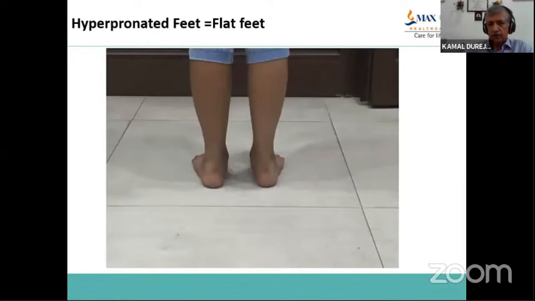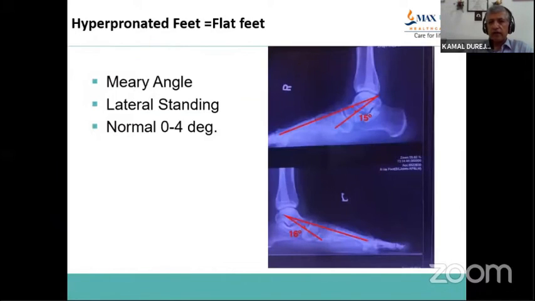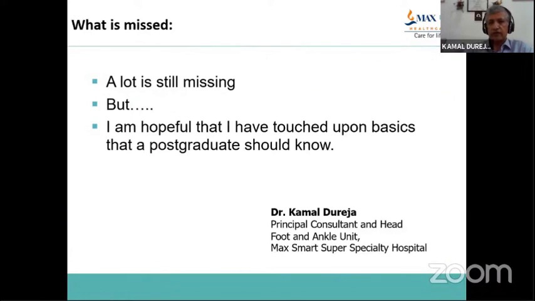I will just cover a very commonly occurring hyperpronated or the flat feet, where how do these parameters change in these. So if you see these hyperpronated feet, the talus second metatarsal angle, which normally should be 16 degrees, is found to be increased in this case. Similarly, the Meary angle, which normally should be about 0 to 4 degrees, is also increased in these cases.